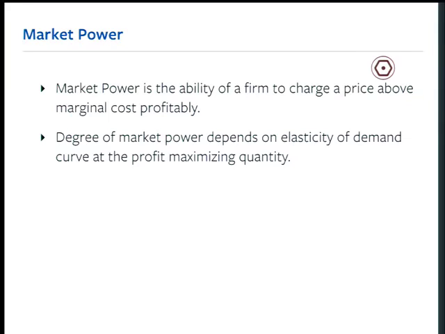So let's think about a competitive firm. How does the competitive firm's price compare to its marginal cost at the profit maximizing output level? It's exactly the same, right?